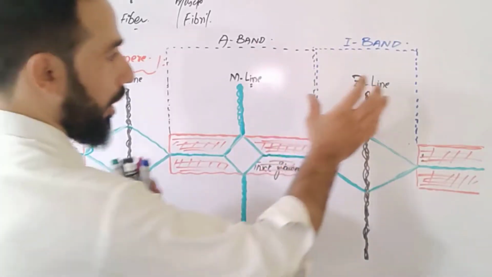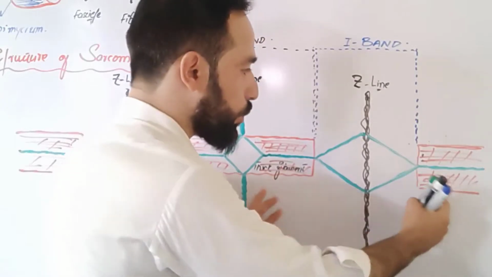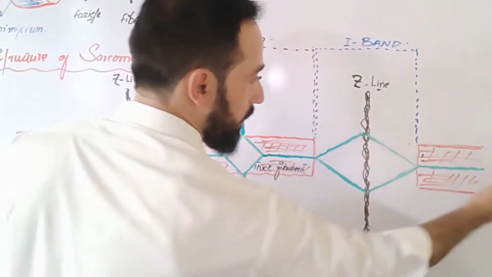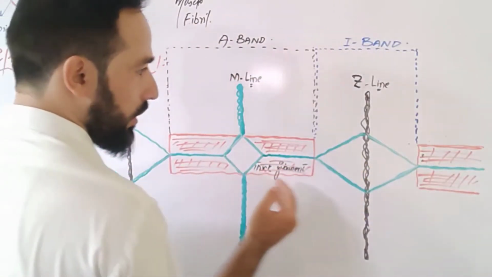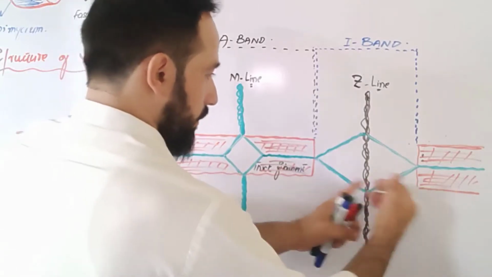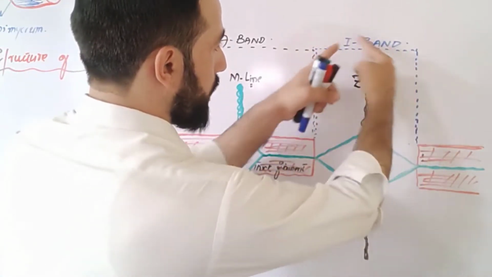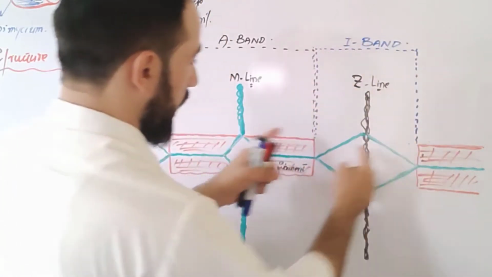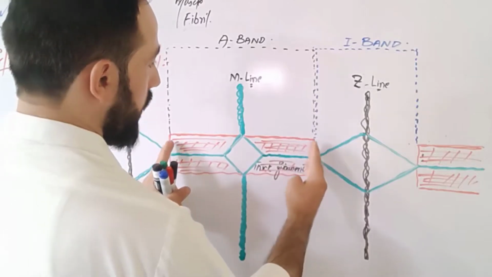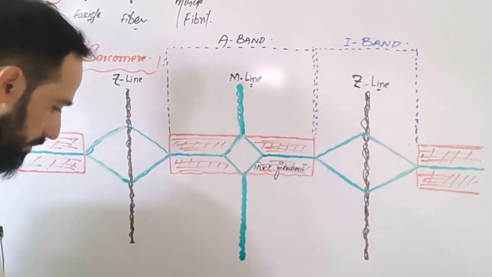Right friends? So the I band is present in between the thick filaments of two adjacent sarcomeres. From here, that side is one sarcomere, and from here, this side is another sarcomere. So in between the thick filaments of the two adjacent sarcomeres, this area is shown as the isotropic band, or I band, right? And the area taken by the thick filament inside the sarcomere is called the A band, right? Okay.